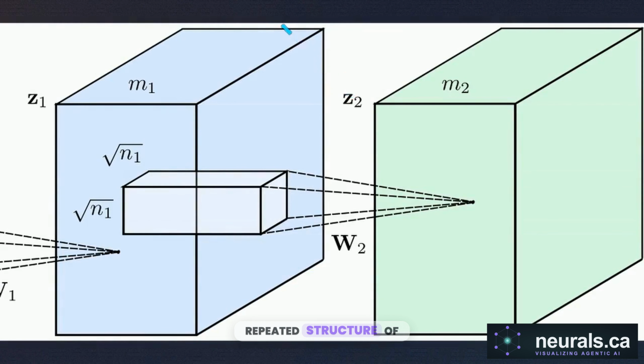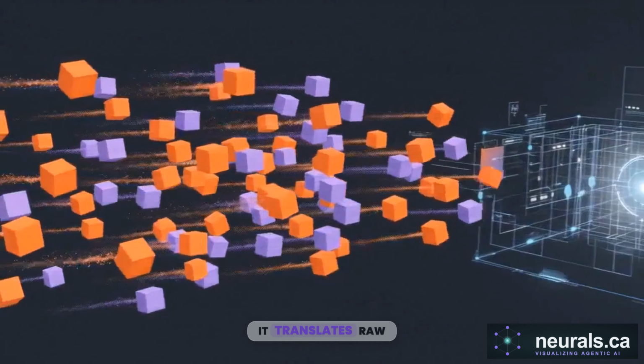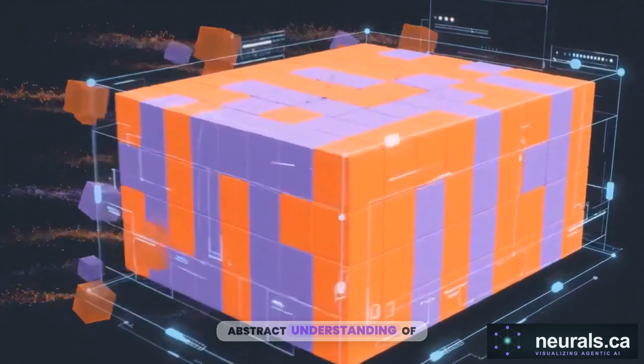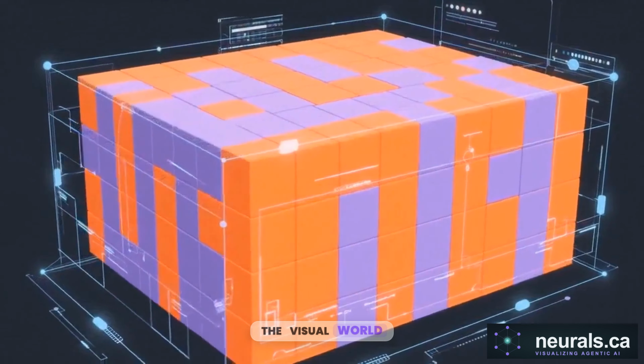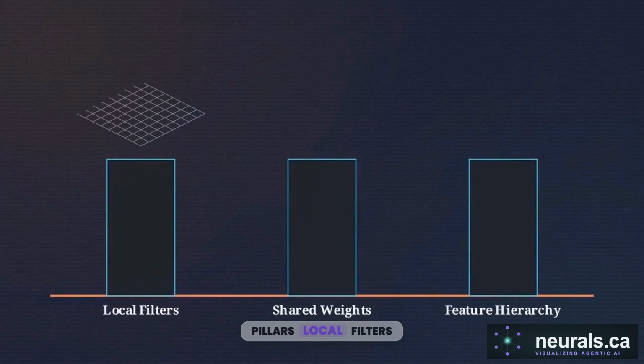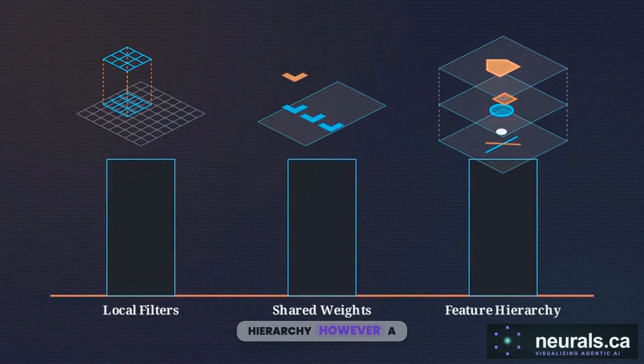This repeated structure of convolving and pooling is the engine. It translates raw, chaotic pixel data into a structured, abstract understanding of the visual world. The elegance of the system relies on these 3 pillars: local filters, shared weights, and a deep feature hierarchy.